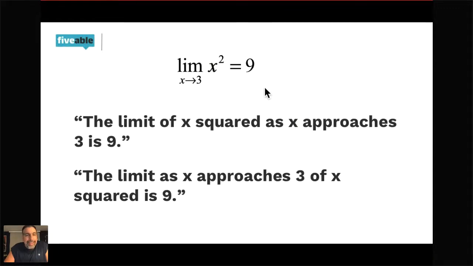What I want you to pay attention to is that there are really 3 parts to it. You've got the LIM, which signals that you're doing a limit. You've got the x squared, which is your function, and you've got the x goes to 3 part. Leave any one of these parts out and the limit doesn't make sense. So be sure that as you're writing limits, you're filling all 3 of these parts.